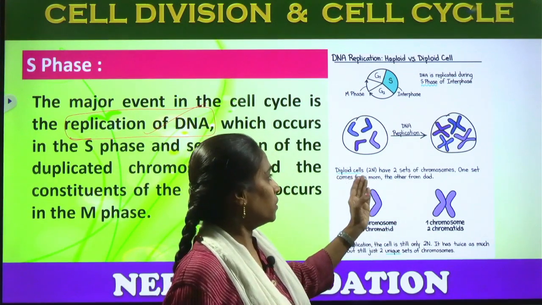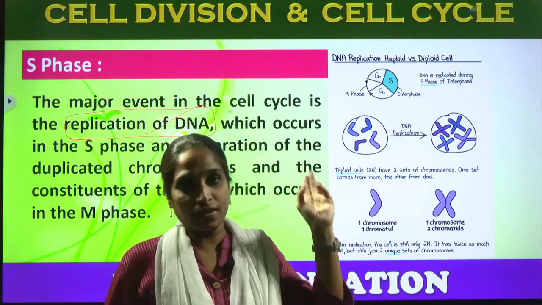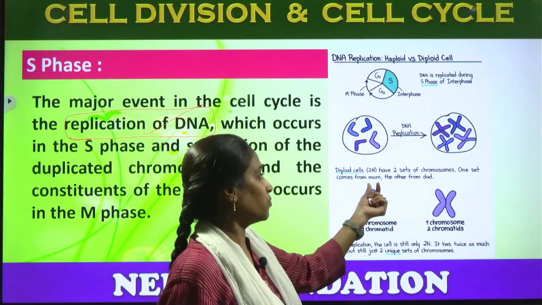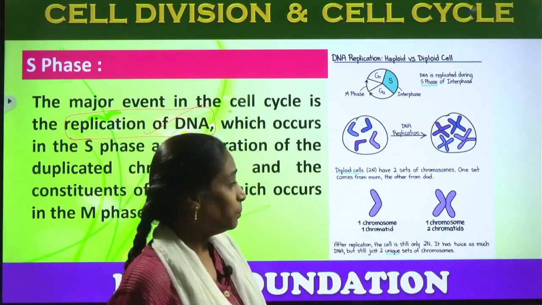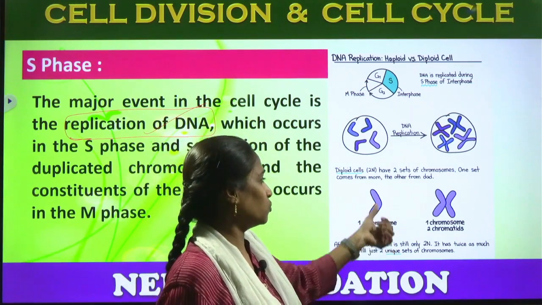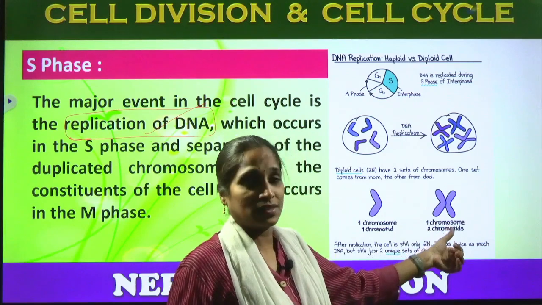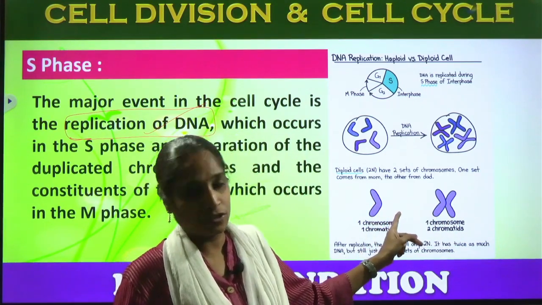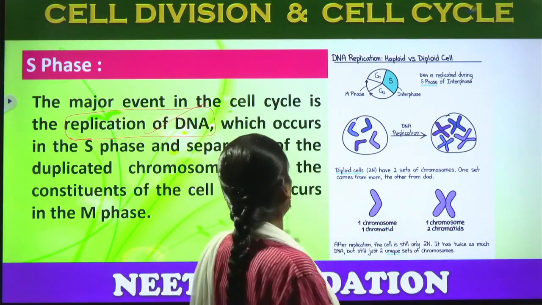So, diploid cells have 2 sets of chromosomes. One set comes from the paternal and another set comes from the maternal. Okay, so mom is the maternal and the dad is the paternal. Here, 1 chromosome with 1 chromatid and 1 chromosome with 2 chromatids. This is before replication and after the DNA replication. So this is the role played by the replication process. Okay, next.